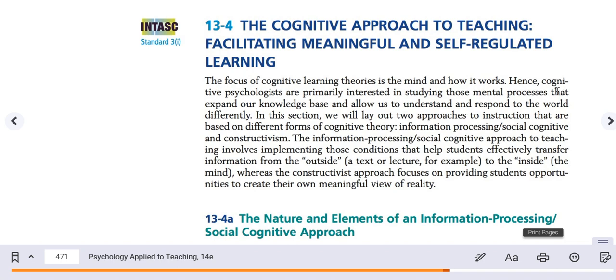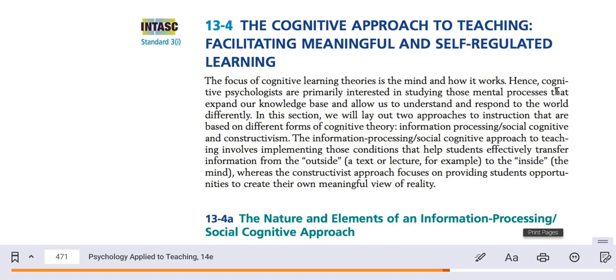The cognitive approach to teaching, facilitating meaningful and self-regulated learning. The focus of cognitive learning theories is the mind and how it works. Hence, cognitive psychologists are primarily interested in studying those mental processes that expand our knowledge base and allow us to understand and respond to the world differently.